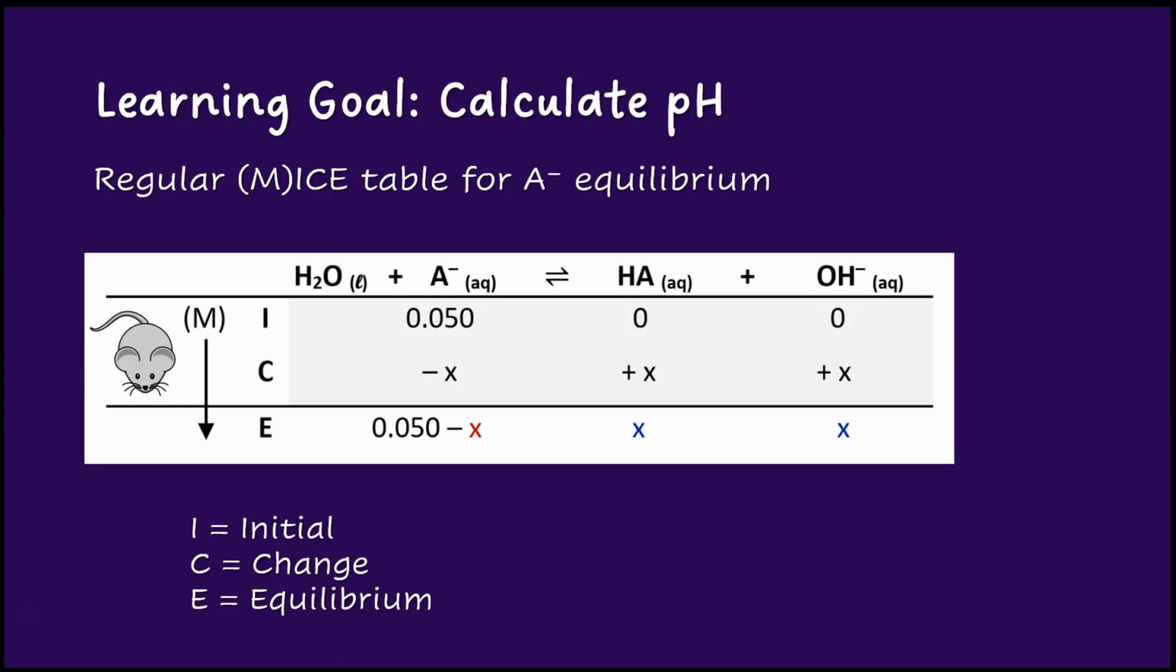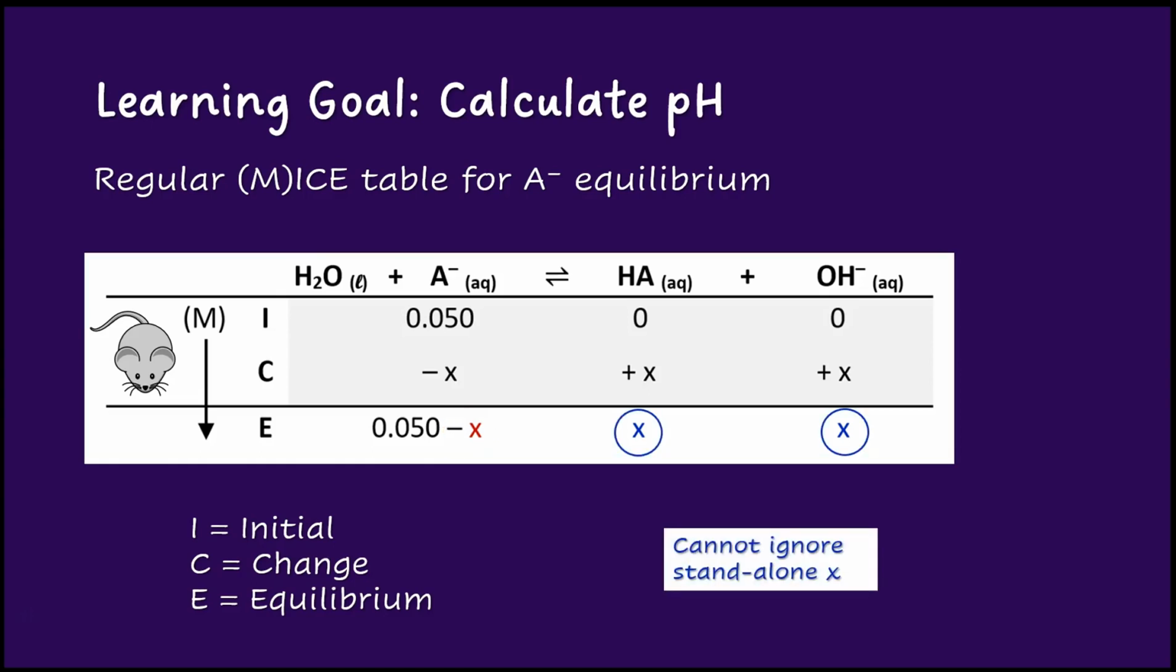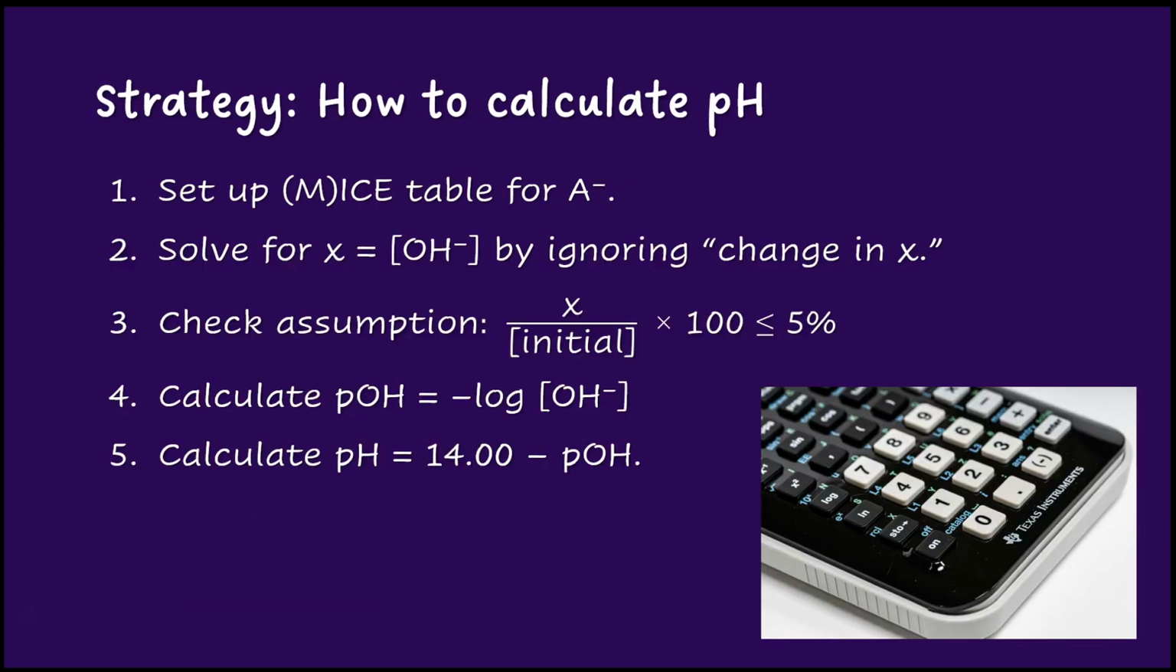For the E row, we do the math for what is happening with the change. What you'll see is that when we solve the problem, we will initially assume that it is okay to ignore the change in x as related to the A-. Then we'll check that assumption. We cannot ignore the x's shown in the E row for HA and OH- because they're standalone x's.